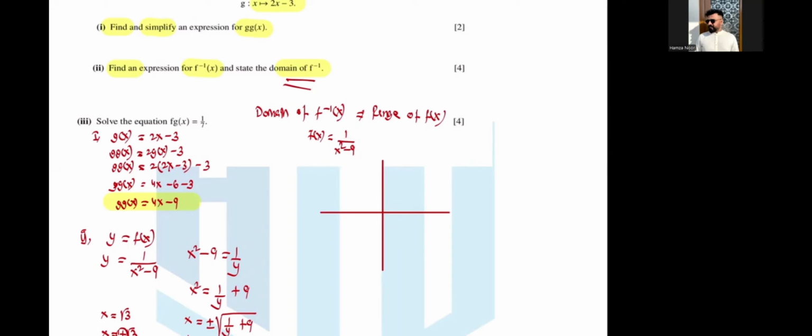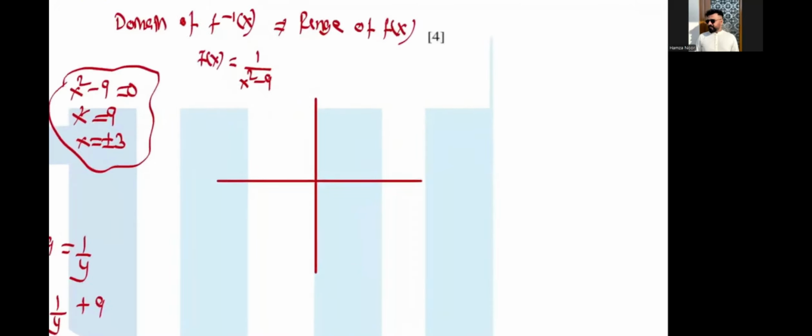So if x squared minus 9 is equal to 0, then x squared is equal to 9 and x is equal to plus or minus 3. This essentially means that x equals 3 and x equals minus 3 are the vertical asymptotes. So I'm going to draw the vertical asymptotes. First of all, I'm sketching the graph without any restriction on the domain, and then according to the domain of the question, I'm going to sketch the graph. So x equals 3 and x equals minus 3 are the two vertical asymptotes.